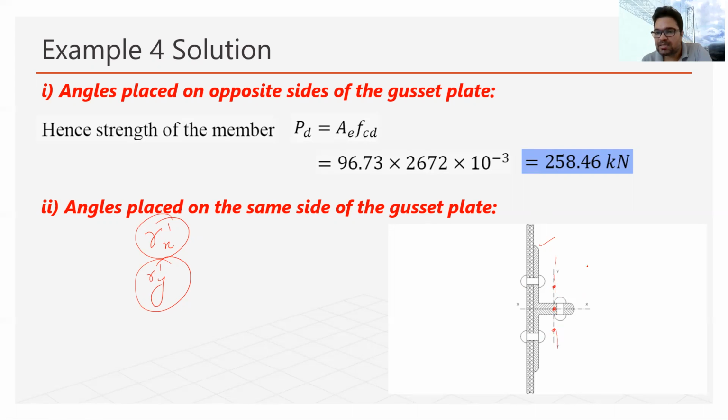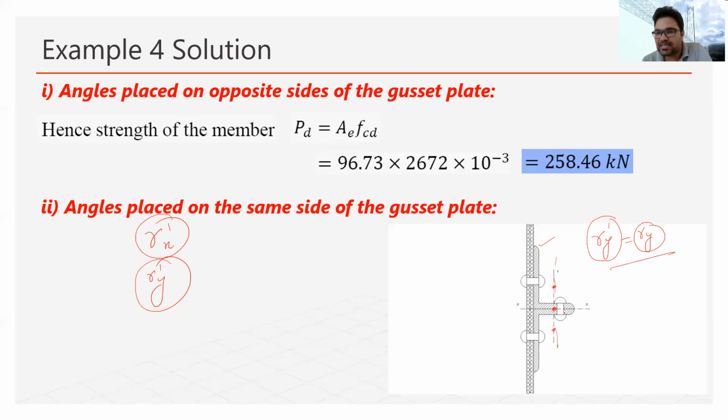So it means this time Ry dash will be equivalent to Ry. Ry is the radius of gyration of the single angle section along the y-axis, while Ry dash is the radius of gyration of the whole assembly about the y-axis. Because all the CGs lie along the y-axis, both values will be the same.